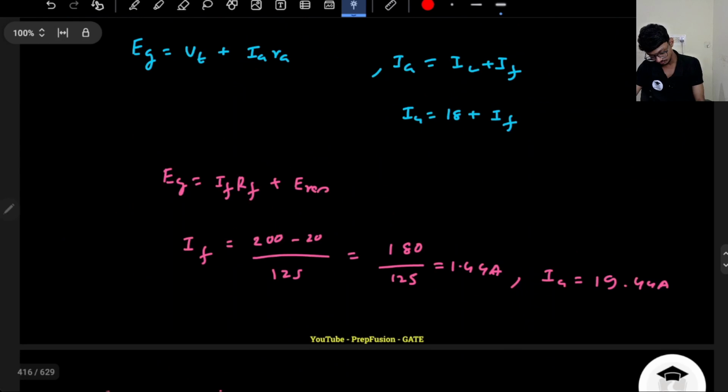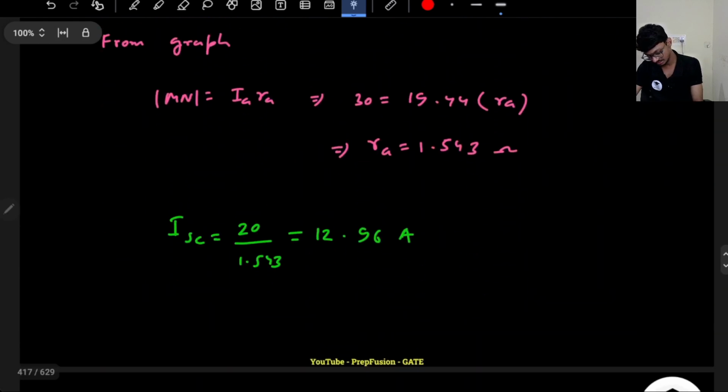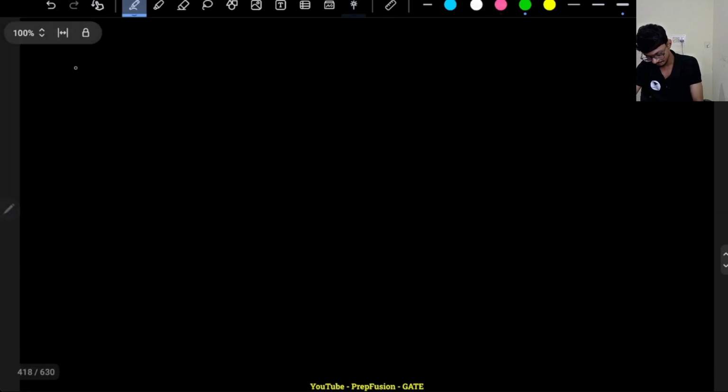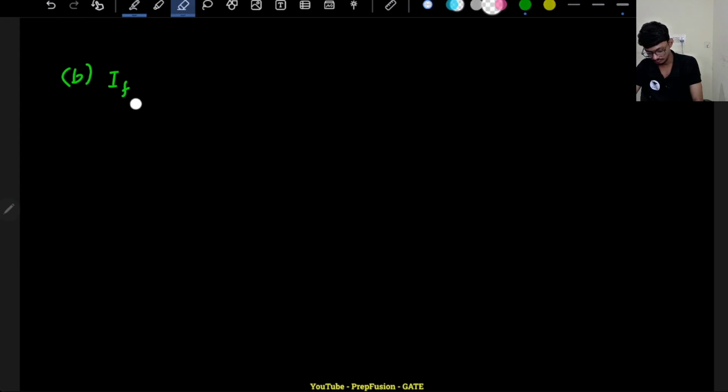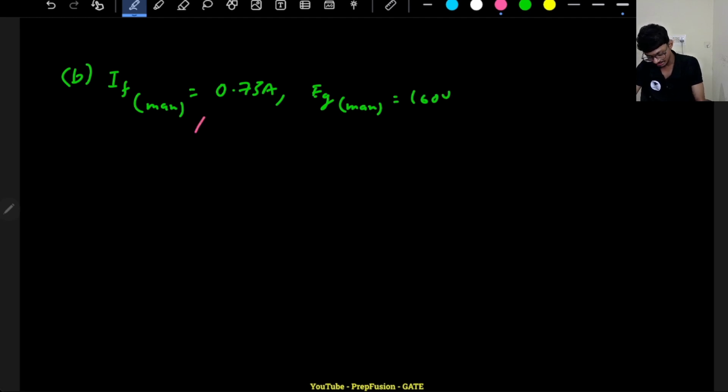So in part B, they have given me the field current If during maximum loading as 0.75 amperes, and they have given me Eg maximum. Eg during the maximum loading is 160 volts. So If maximum is equal to Vt during the maximum. It is not the maximum value of Vt per se, but the value of Vt at maximum load.